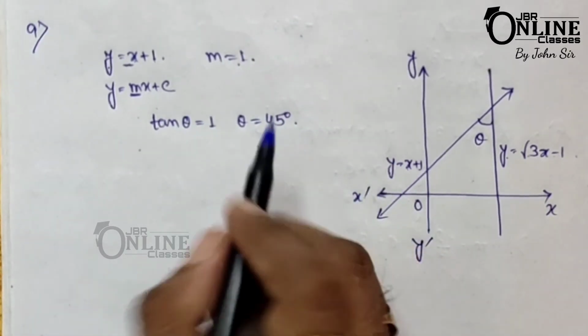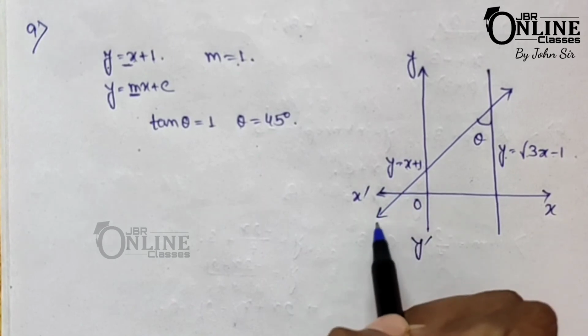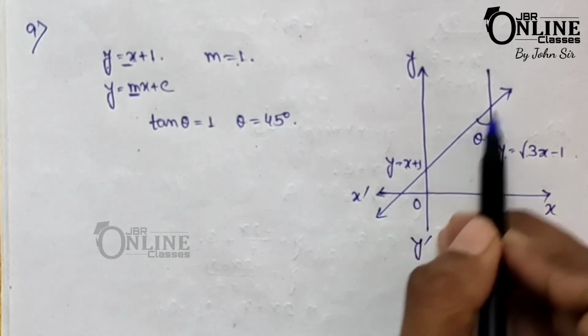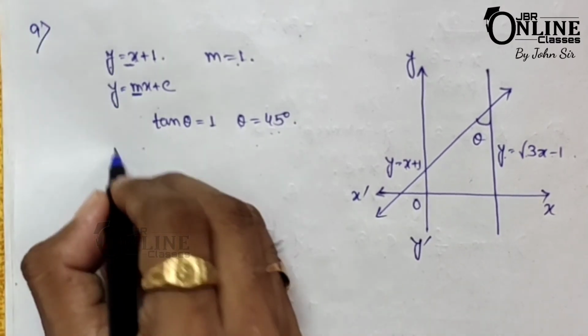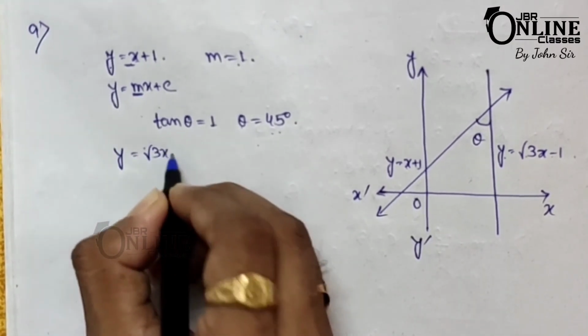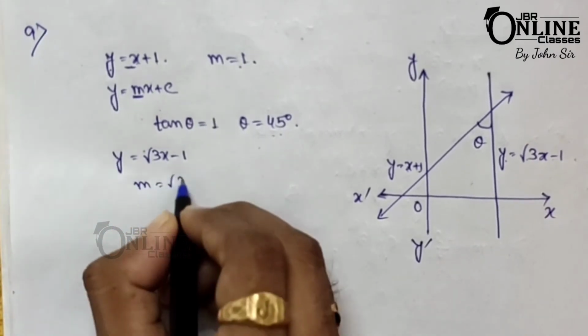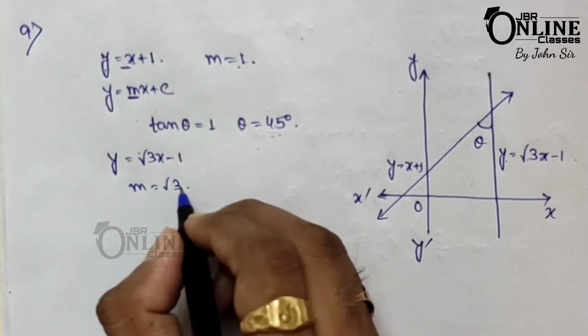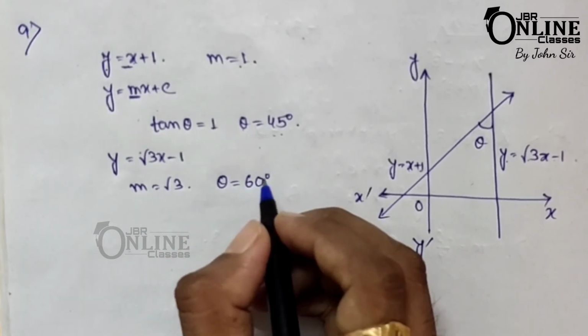So the slope of the line y equal to x plus 1 corresponds to an angle of 45 degree. Now the next one, where y equal to root 3x minus 1. So here m equal to root 3. If m equal to root 3, that means tan theta equal to root 3. So theta equal to 60 degree.